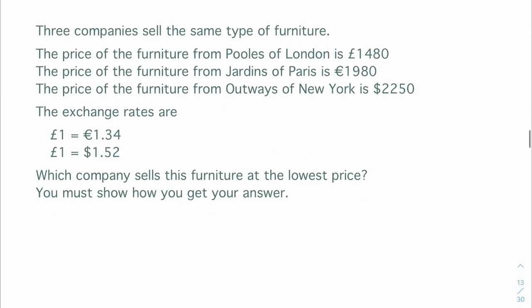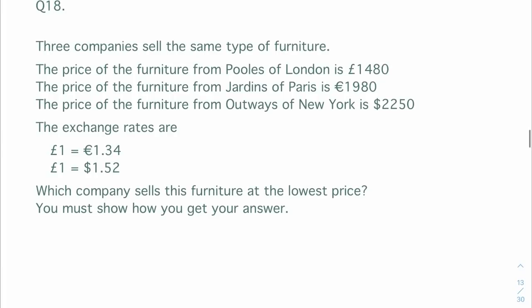Okay, so we've got some exchange rates. So 3 companies sell the same type of furniture. The price in London is, and then we've got the price in Paris, and the price in New York. And now it's given us 2 exchange rates. So the euro exchange rate, so we can convert the Paris amount into pounds. And we've got the New York exchange rate there, so we can convert that into pounds too.